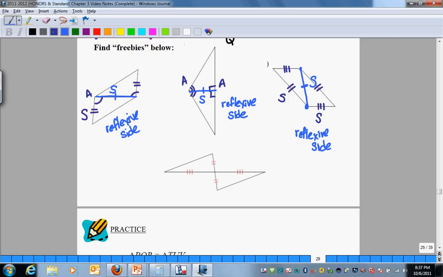Take a close look at this last one. Again, trace over the hash marks. A pair of congruent sides, put an S. One S for each pair of sides. Trace over the other hatch marks, which gives us a pair of congruent sides. Put another S.